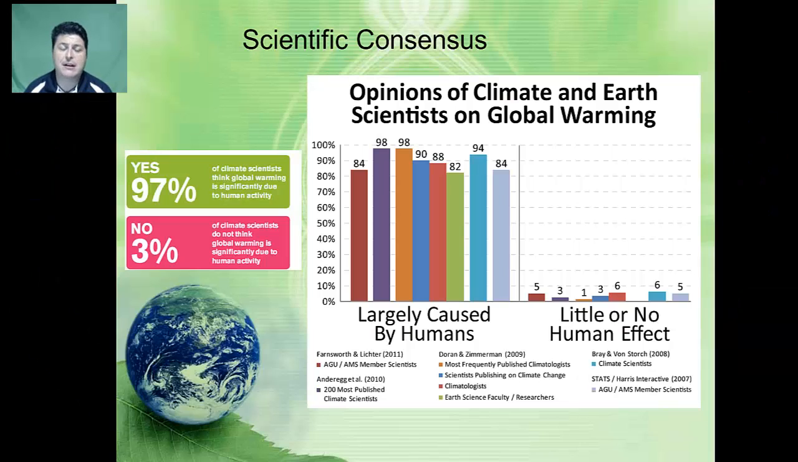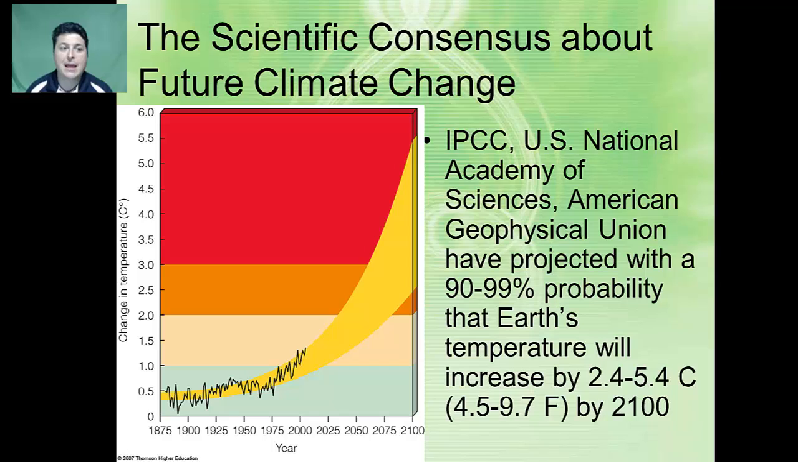As a result, there is significant scientific consensus. Over 97% of climate scientists think that global warming is significant and likely due to human activity. The Intergovernmental Panel on Climate Change, the U.S. National Academy of Sciences, and the American Geophysical Union have all projected with a 90 to 99% probability that Earth's temperatures will increase by between 2.4 to 5.4 degrees Celsius by 2100.